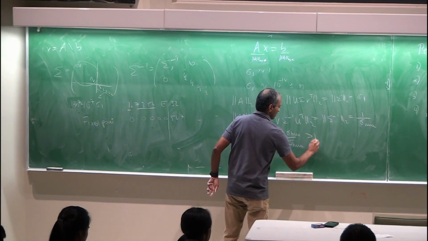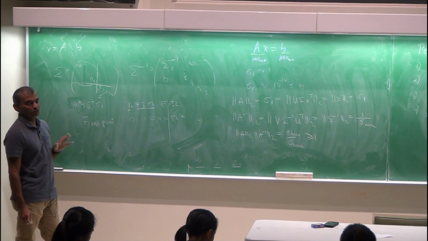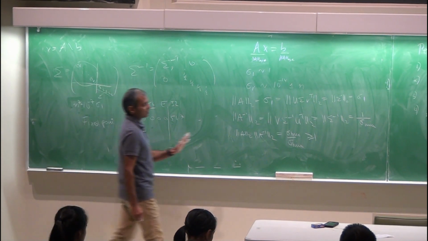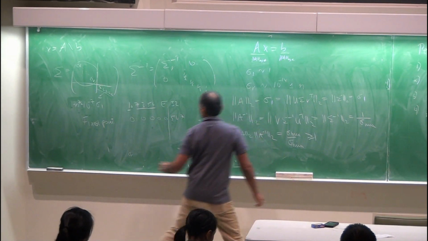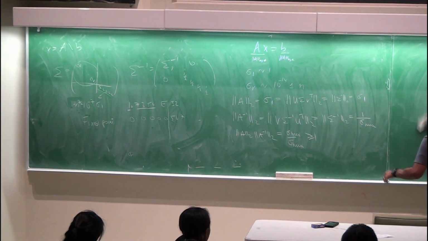This number is always bigger than 1, because it is the largest singular value divided by the smallest one, so the smallest it can be is 1. And if this number is large, then you're going to be in trouble, because in the homework, you'll be asked to prove this expression. We can show this.